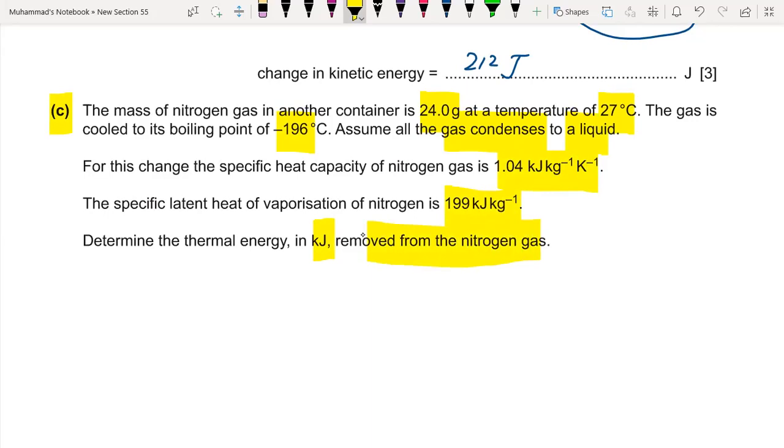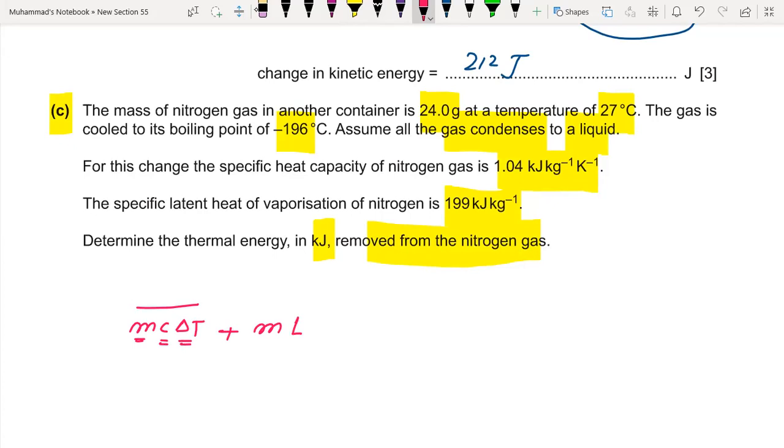During cooling process and during condensation, thermal energy is always removed. So the total change in the energy that is removed is, first we will use this equation mc delta T, because during this case the state is not changed. Where C is specific heat capacity, M is mass, delta T is change in temperature. Then we will use M into L, latent heat of, and the state is changed.